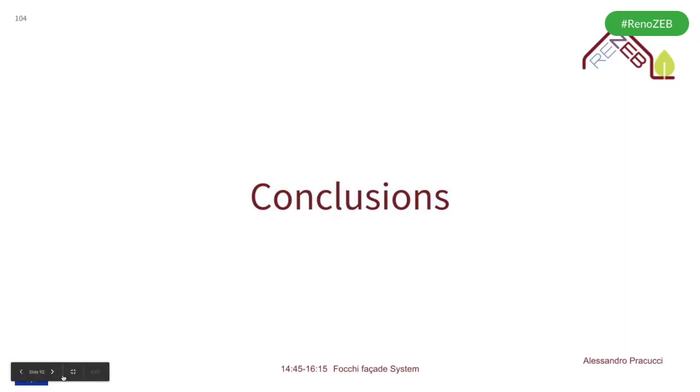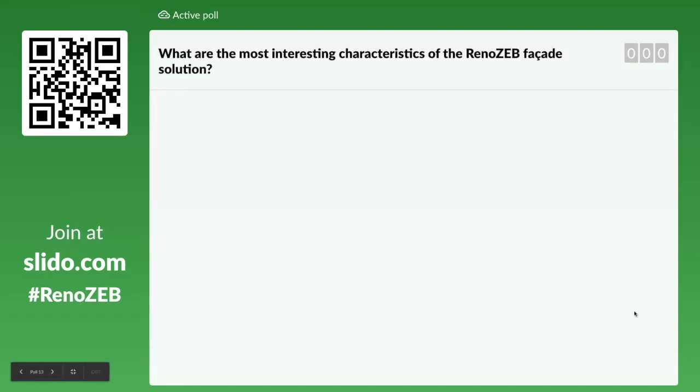Okay, we can move to the conclusions. Before the conclusion, I'd like to ask you another thing. What do you think, after all we have presented, are the most interesting characteristics of the renovated facade?